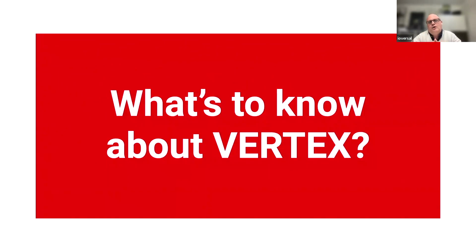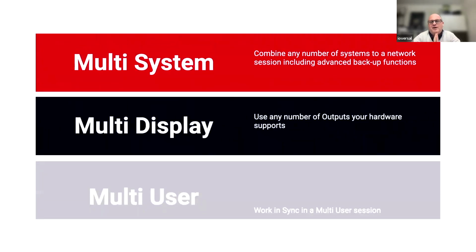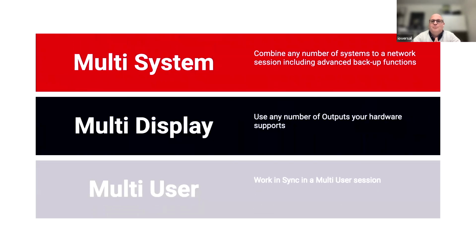We always get asked when we're talking about Vertex: what are the three core things you have to remember? Those are quite straightforward. Vertex is a multi-system, multi-display, multi-user media processing system, meaning you can connect as many systems, computers, as you like. These computers can have as many outputs as you like. You could have multiple GPUs if you want to, but you can also have a single HD output if you want to. And you can work on this project either alone or with as many operators as you like. So it's multi-system, multi-display, and multi-user.